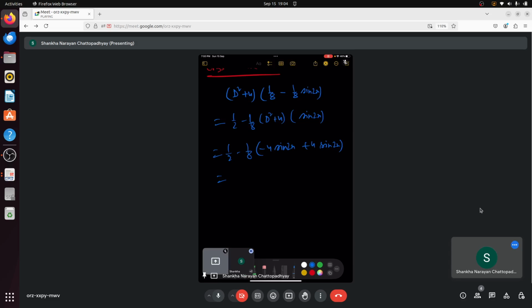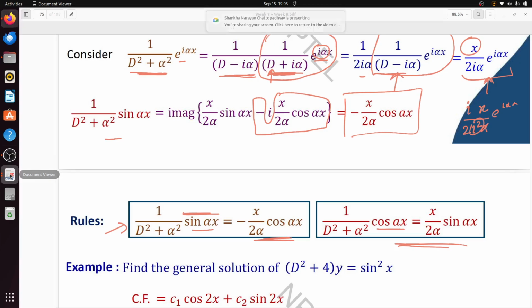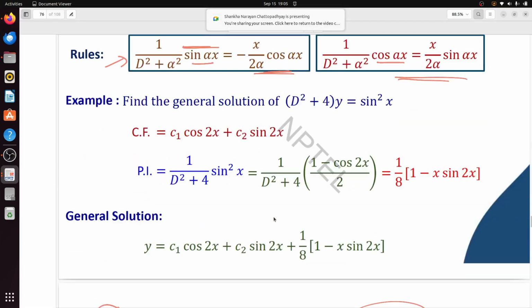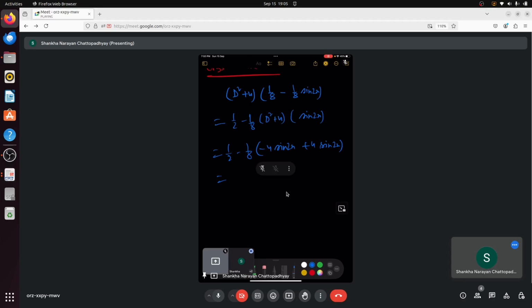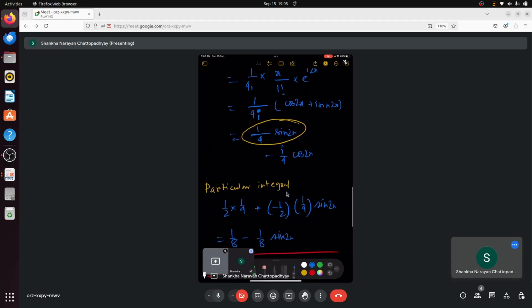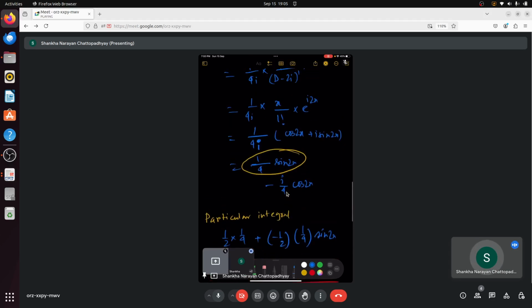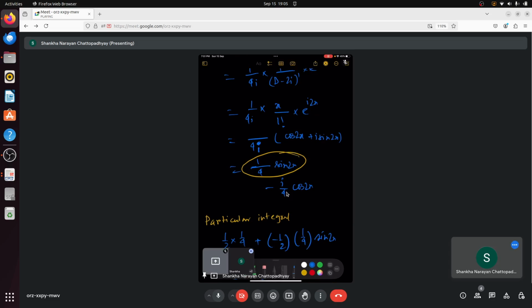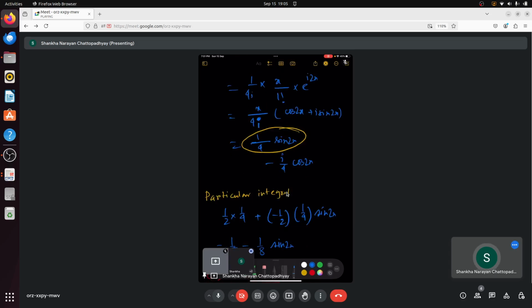I did some mistake. Just give me a minute. Okay, I made some mistake. What is that mistake? This x is there, right, which I have not written. This x is sitting quietly here. So this type of mistakes do happen in life. So that is x by 4.